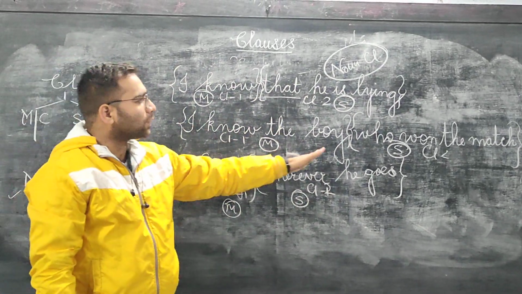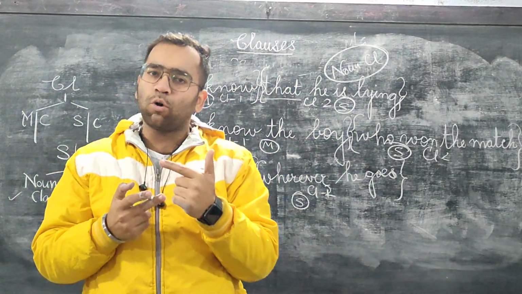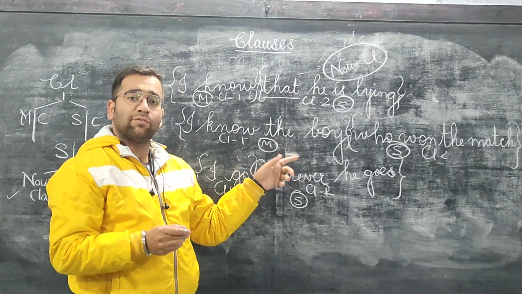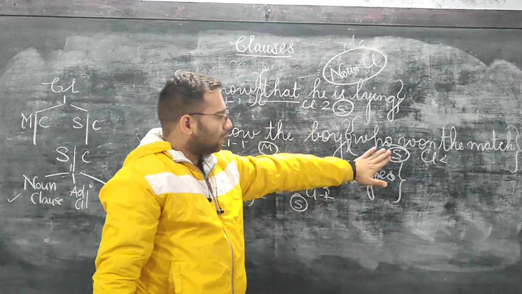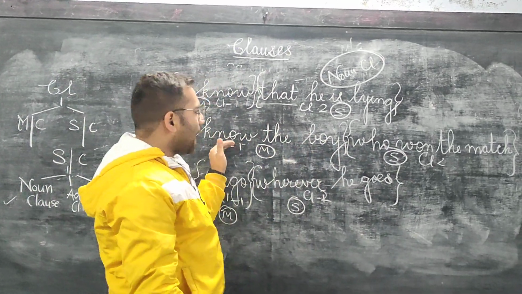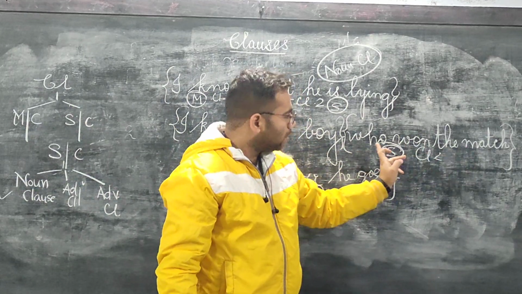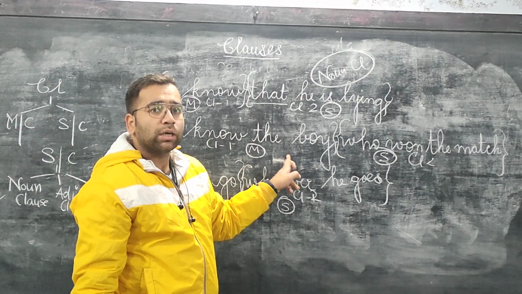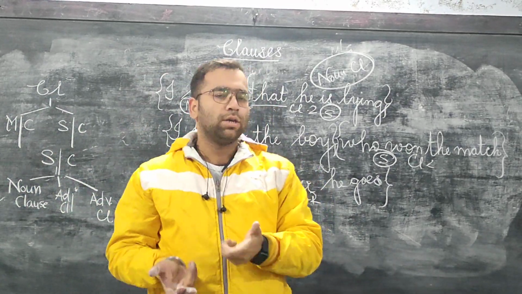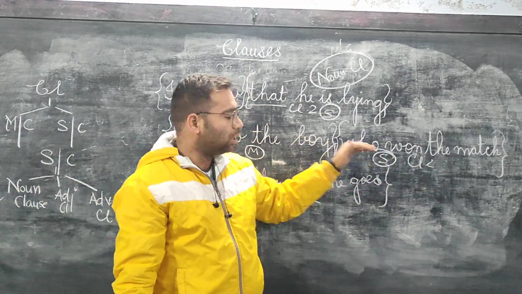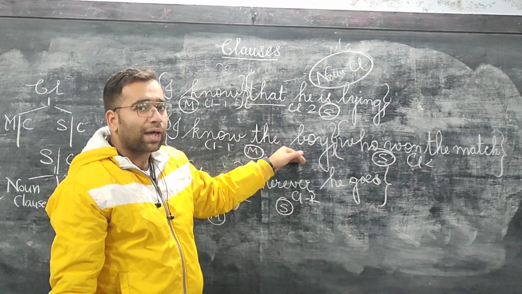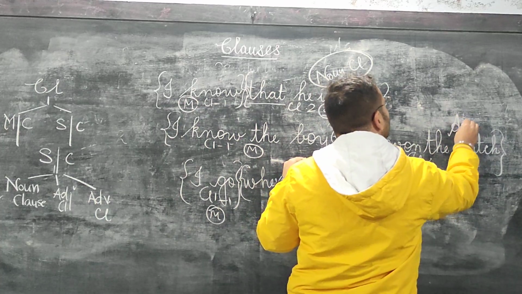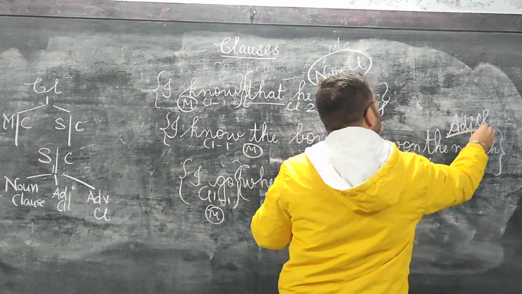Now second, I know the boy who won the match. I know the boy. What I know the boy? Is it making any sense? No. Second, it should be an adjective clause. If it is, this part will explain about a noun. Who won the match is telling more about the boy, and the boy is a noun. So the part which is explaining a noun in the main clause is known as an adjective clause. So our second one becomes an adjective clause.